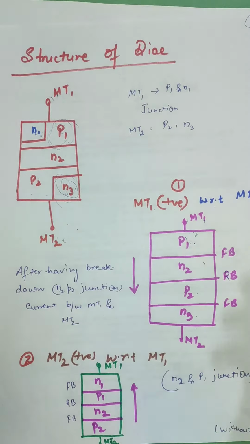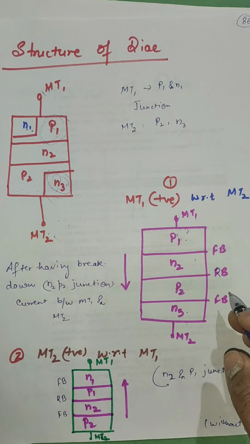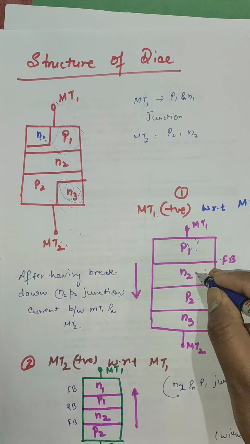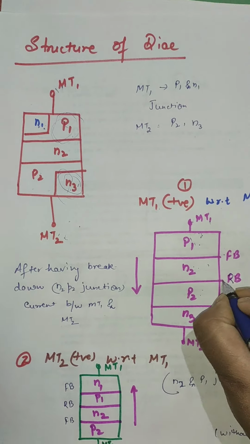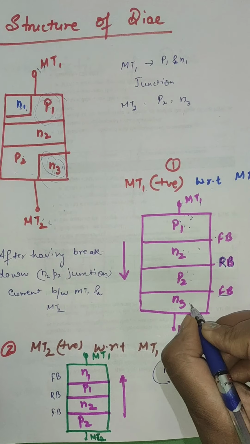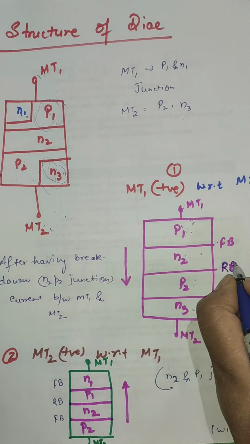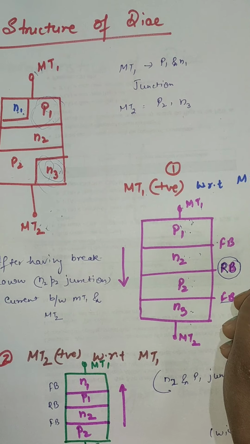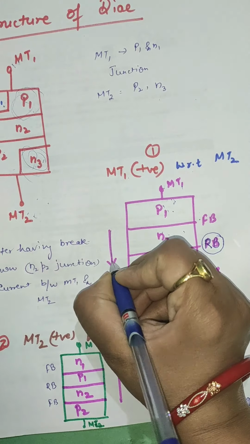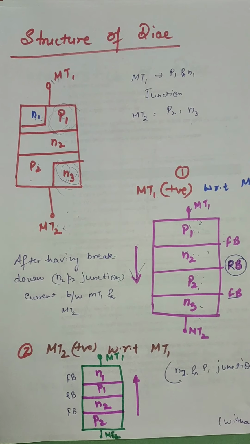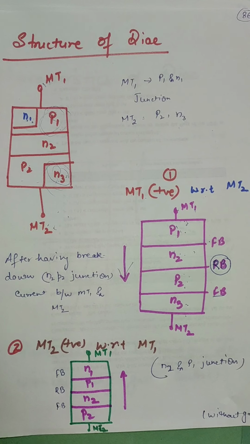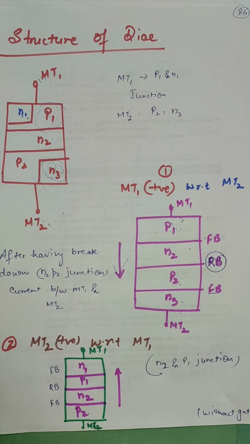There, N3 is more positive than P2, so this is in forward bias. P1 and N2 are in forward bias, while N2 and P2 will be in reverse bias. After breakdown of the reverse biased junction, the N2 and P2 junction, the current will flow like this, from MT1 to MT2. Current will flow in this direction. So this is the working when MT1 is positive with respect to MT2.